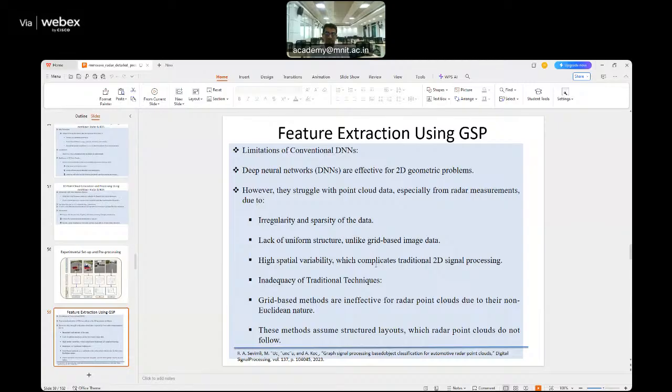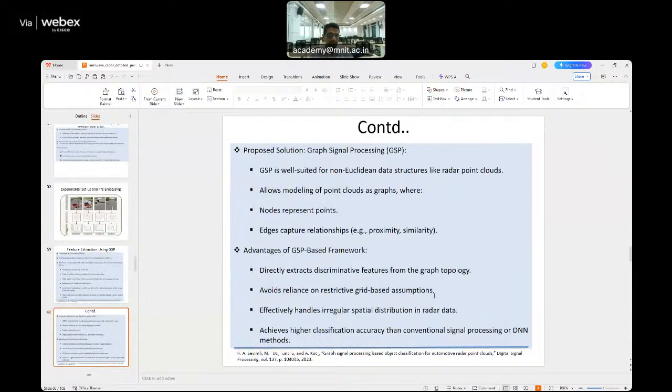Inadequacy of traditional techniques. Grid-based methods are ineffective for radar point clouds due to their non-Euclidean nature. These methods assume a structured layout which radar point clouds do not follow. Whenever there is a structured layout, our algorithm is able to process that layout into some category. What did we do basically when these problems were there? We applied that; this structure part can be taken care of in the form of weights. If we can somehow define the weights, then it will automatically work, and we find GSP useful here. It allows the modeling of point clouds as a graph where nodes represent points and edges capture relationships.